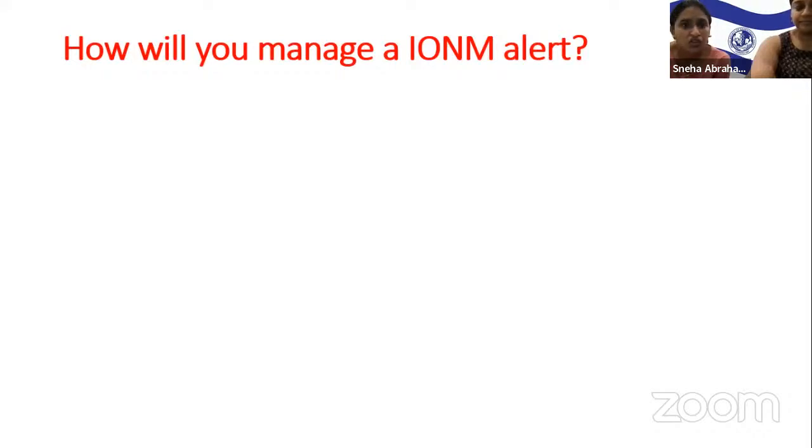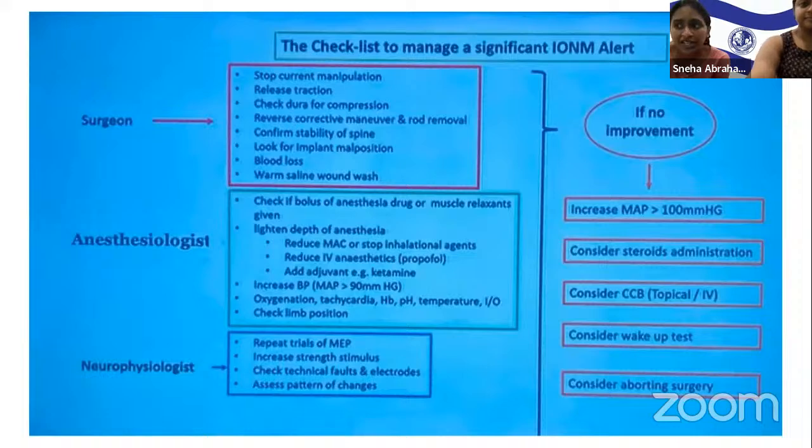The surgeon is asked to stop the current manipulation, to release traction, to check for compression of the dura, to reverse any corrective maneuvers which were performed, to confirm the stability of the spine, and to look for implant malposition, to achieve hemostasis, and to apply warm saline wound wash.